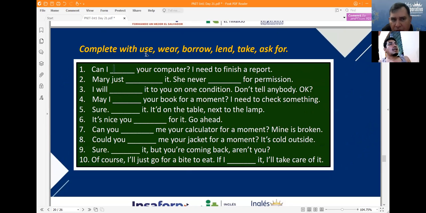We have to use where, borrow, lend, take, ask for. Can I use your computer? Okay. Yes, you can say, can I use? Or you can say, can I borrow? Can I use your computer? I need to finish a report. Okay. Mary just takes it.